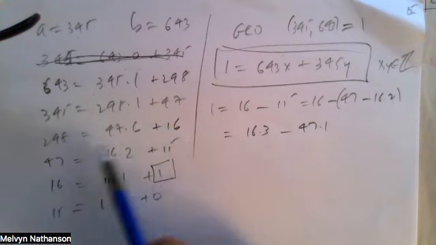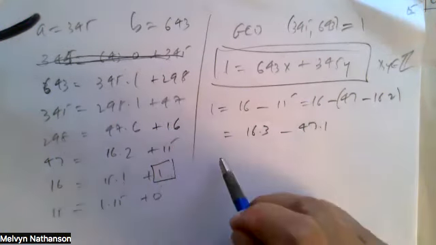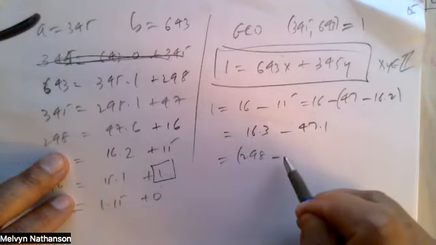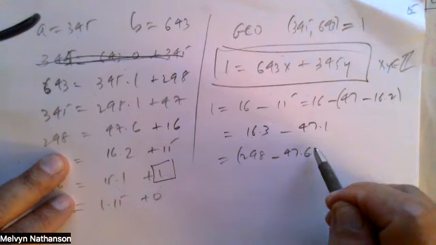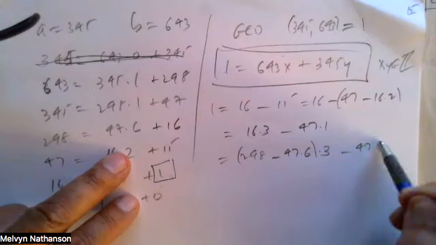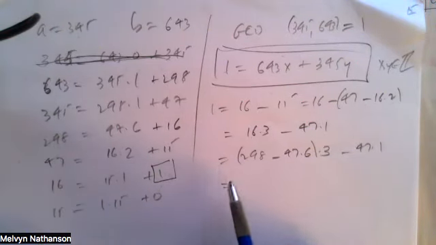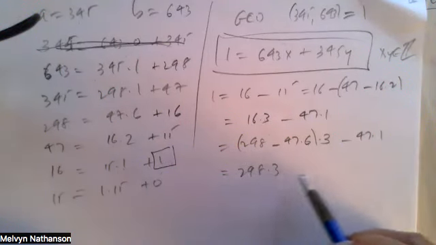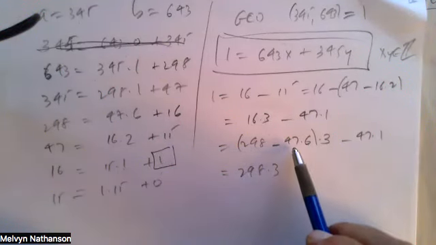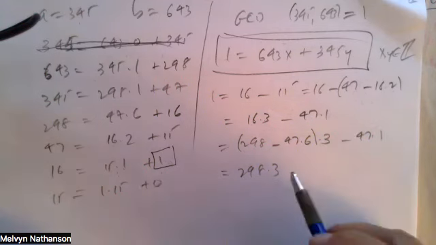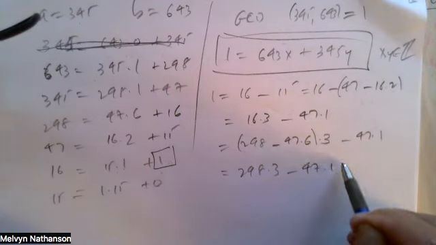But then I can write 16 as 298 minus this. So 16 is 298 minus 47 times 6. And I'm multiplying that by 3 minus 47 times 1. So if I look carefully at what I have, this is 298 times 3 minus 47 times 6 times 3. That's 47 times 18. And then 47 times 1. So this is minus 47 times 19.